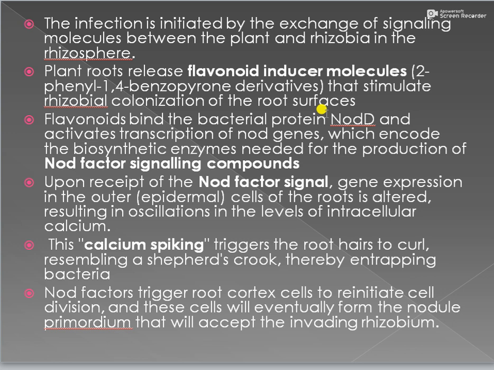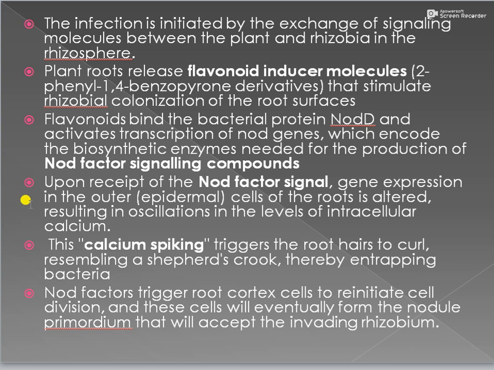Okay, and what happens is, once this NOD factor signal has been produced by rhizobium, the plant cell will get it. And in the plant cell, the intracellular calcium will be found to be increased. When the NOD factor as well as the calcium is increased, when the calcium spiking happens, the root hair cells of the plant will start to curl. And this curling will in turn help the bacterial cells to get entrapped also.